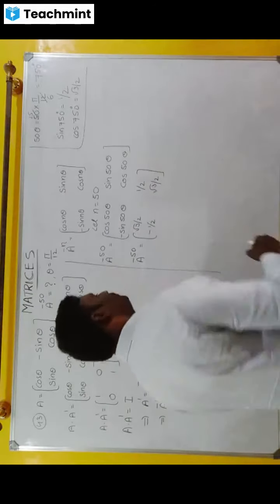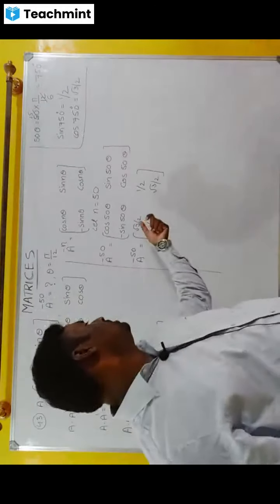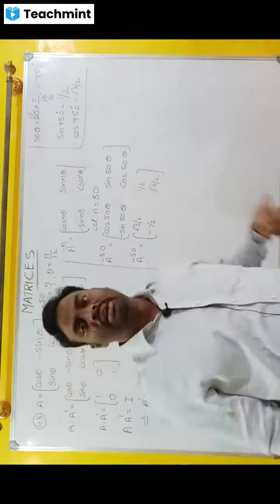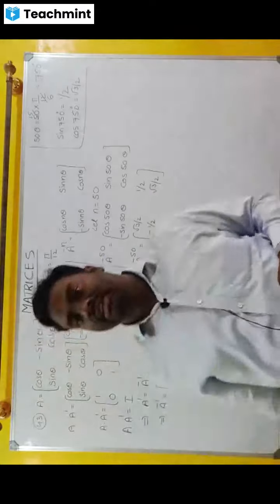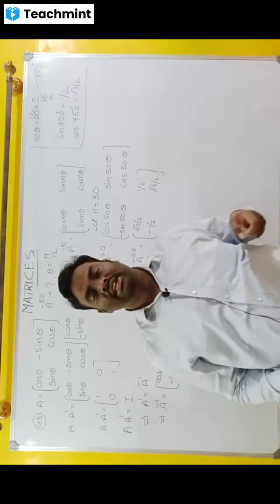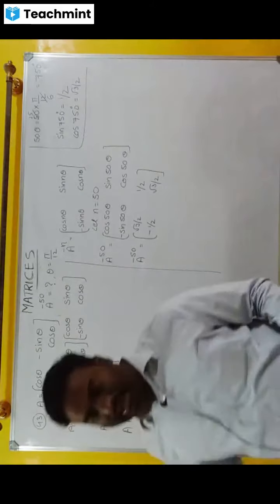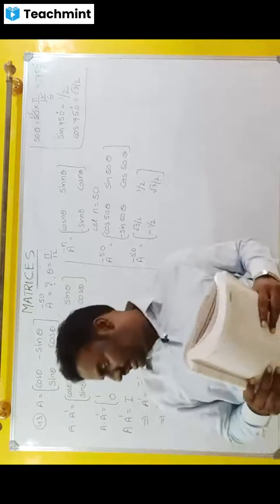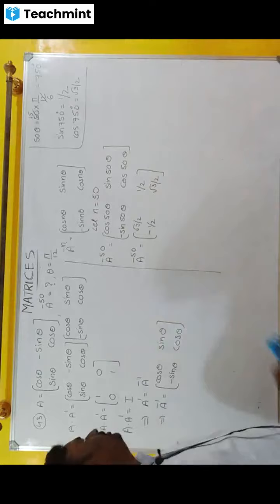Therefore, finally we got the A power minus 50 value as root 3 by 2, 1 by 2, minus 1 by 2, root 3 by 2. This is the answer for question number 43. This is very important, this question was asked in JEE Main 2019. Now this answer is equal to the first option in your material. We will continue a few more questions.